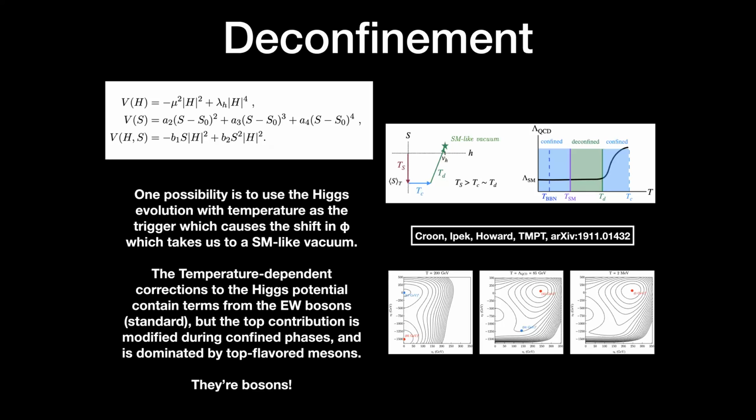There's lots of fun things when computing the thermal corrections. So for example, once QCD confines, the ingredients in the universe are no longer quarks. They are mesons, which are bosons and therefore have a different impact on the Higgs potential. And so the dominant contribution is coming from the top flavored mesons. I'm not going to say a whole lot about this because it is pretty complicated and it's not really super illuminating, but you can see more in our paper that's listed there.